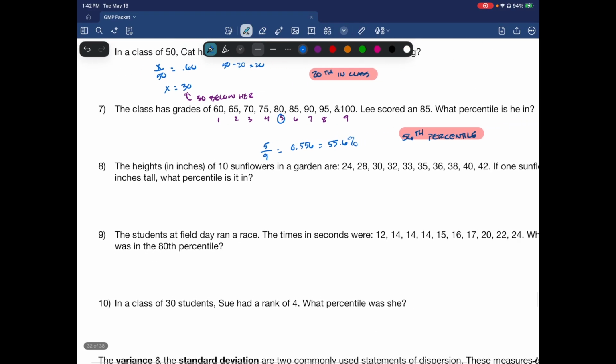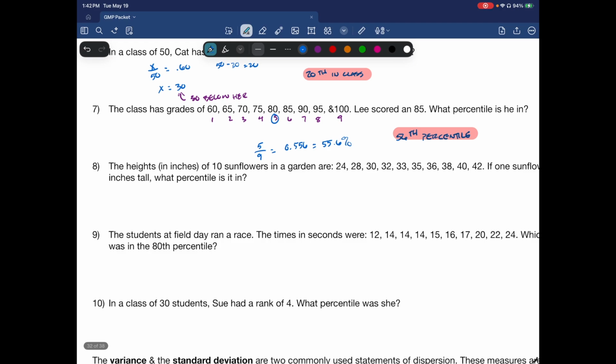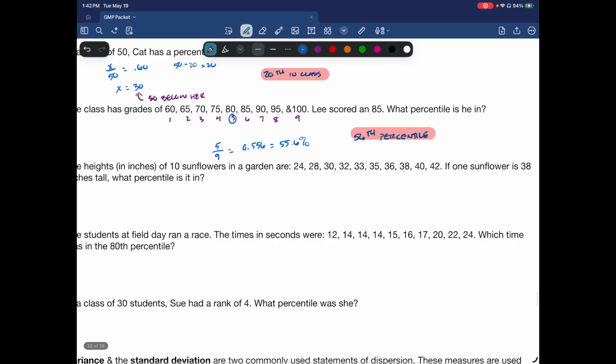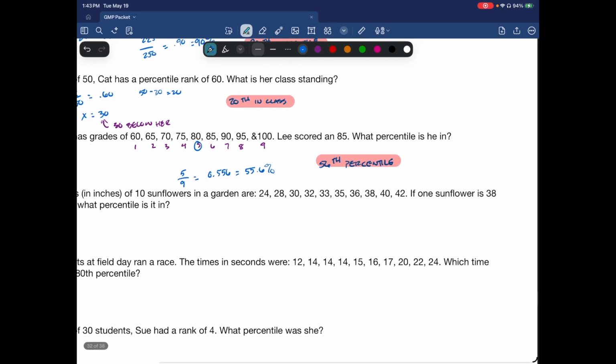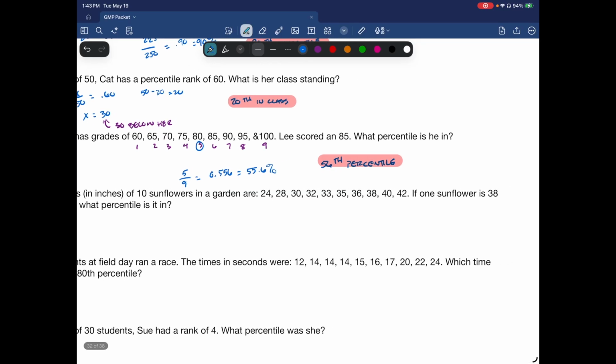All right. The heights in inches of 10 sunflowers in a garden are 24, 28, 30, 32, 33, 35, 36, 38, 40, and 42. If a sunflower is 38 inches tall, what percentile is it in? Once again, we have 1, 2, 3, 4, 5, 6, 7 below 38. There are 10, so 7 out of 10 is 70%, which is the 70th percentile.